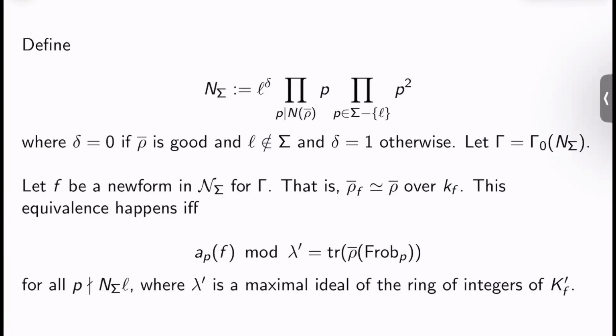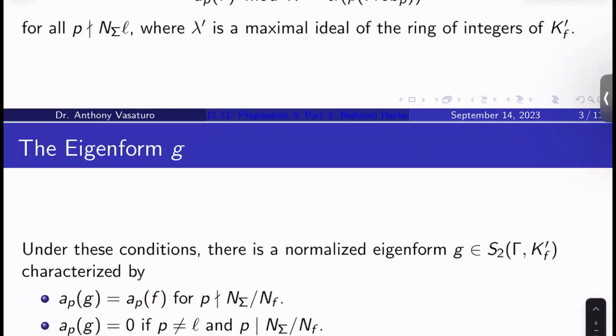Recall what that means. That really just means that rho bar F is isomorphic to rho bar over K sub F. So this is the residue field associated to F. This equivalence happens if and only if A sub P of F, the pth Fourier coefficient of F mod lambda prime, is equivalent to the trace of rho bar of Frobenius at P for all primes P not dividing n sub sigma times L, where lambda prime is a maximal ideal of the ring of integers of K prime sub F, which is the QL extension generated by the Fourier coefficients of F.